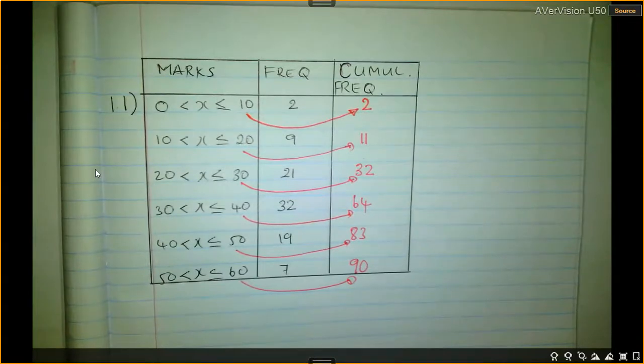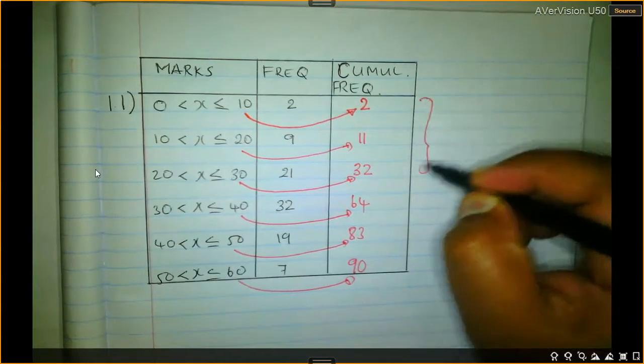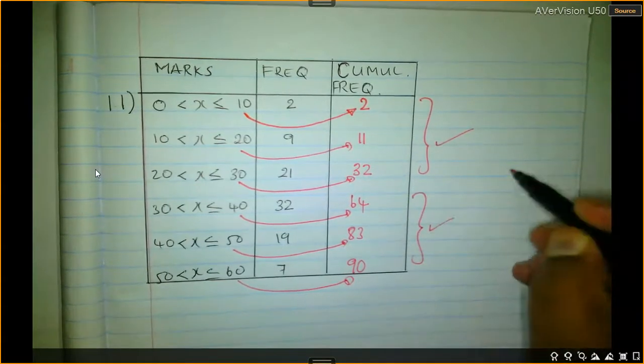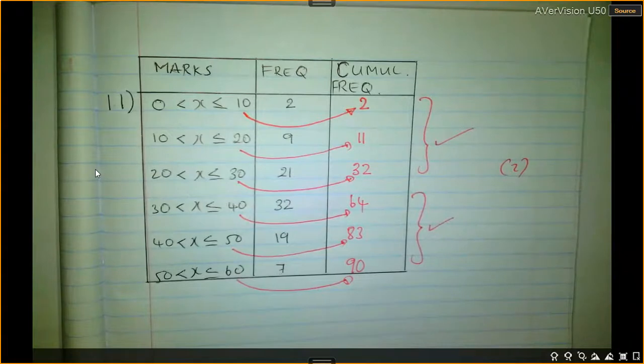Okay, so for this question 2 marks were allocated, and those 2 marks go to the first 3 values being correct, and then the second 3 values also correct, and that would give you your 2 marks. Let's have a look at the next question.